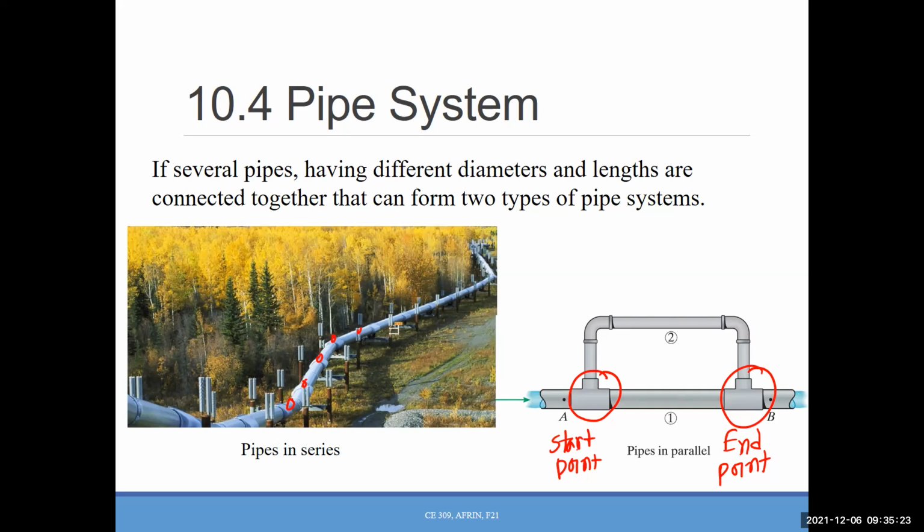Now, since we will mainly focus on these two types of pipe system, we need to know what the hydraulics are here. So that's what we will try to discuss. And you will see, you already know these stuffs. We will just identify these hydraulics.